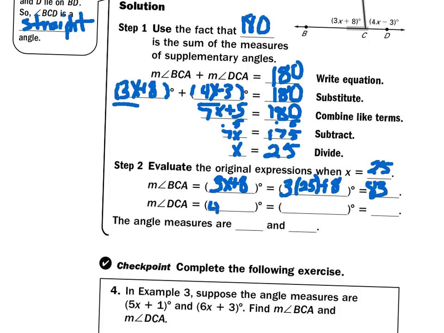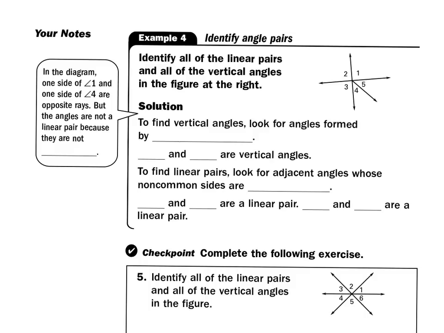DCA equals 4x minus 3. 4 times 25 minus 3, that would be 97. So the angle measures are 83 and 97. Make sure you don't just stop with x. Go back and read the instructions and make sure to actually give us the answer that we want. Okay, again, do the checkpoint at the bottom, stop the video, start it again when you're ready.